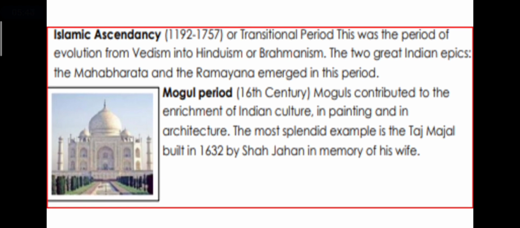In the Islamic ascendancy or transitional period, this was the period of evolution from Buddhism into Hinduism or Brahmanism. The two great Indian epics, the Mahabharata and the Ramayana, emerged in this period. In the Mughal period, in the 16th century, the Mughals contributed to the enrichment of Indian culture in painting and architecture. The most splendid example is the Taj Mahal, built in 1632 by Shah Jahan in memory of his wife.